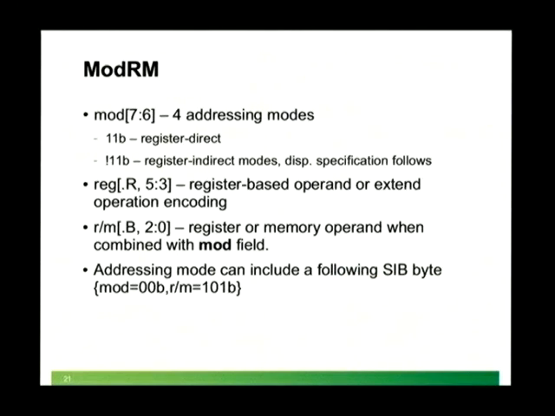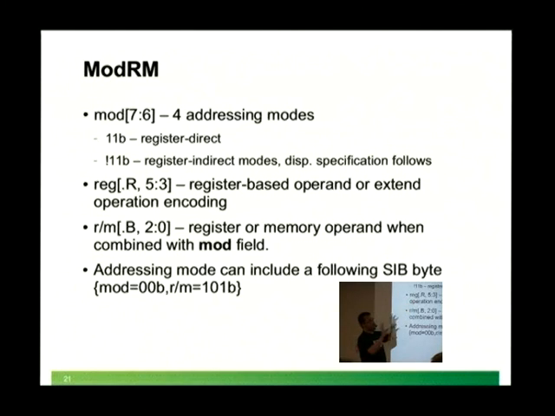Right, so mod describes the addressing mode. So if it's three, it means you do register direct addressing, so two registers. And if it's not three, then it describes the register indirect mode, like there's a displacement coming after, and so on. Reg specifies the register-based operand. RM specifies either the other register or the memory operand. And if it's a register indirect mode, then this says what the memory operand is.